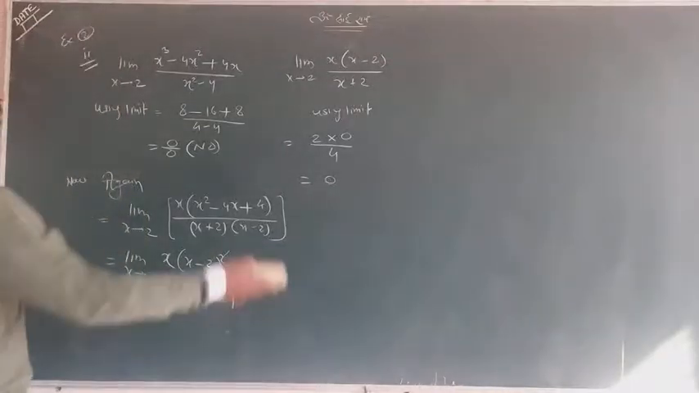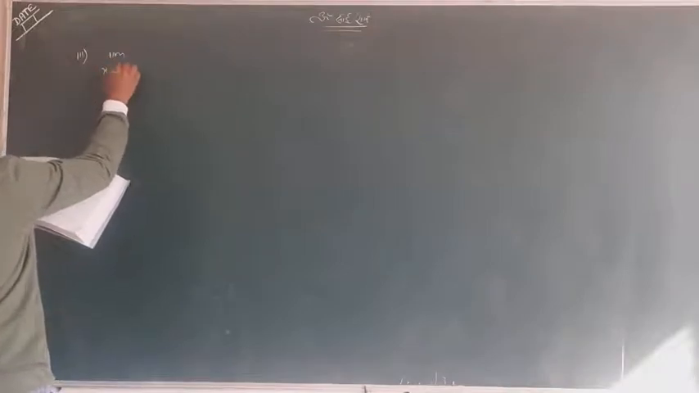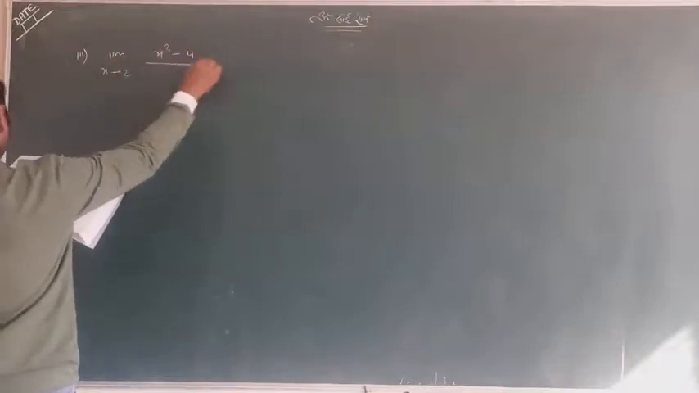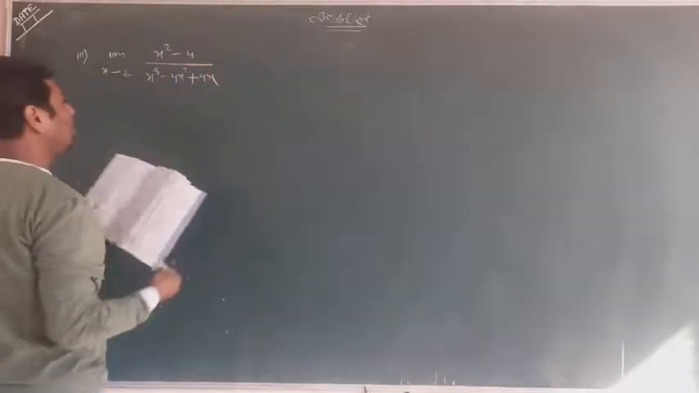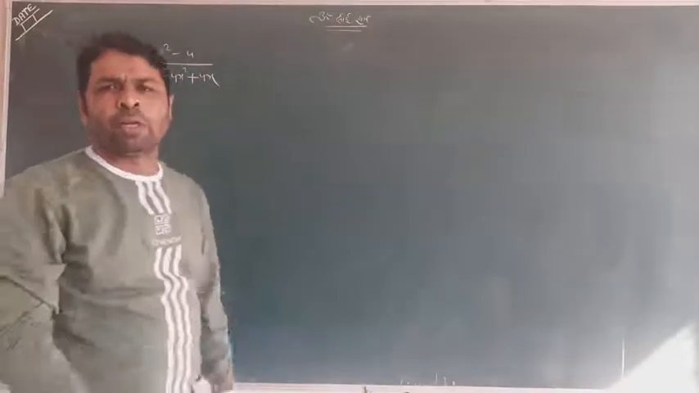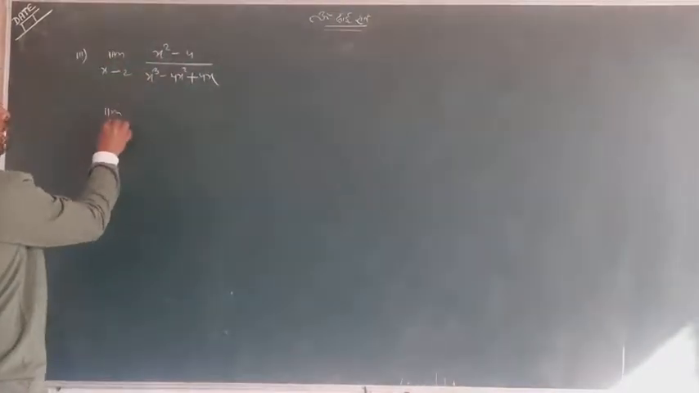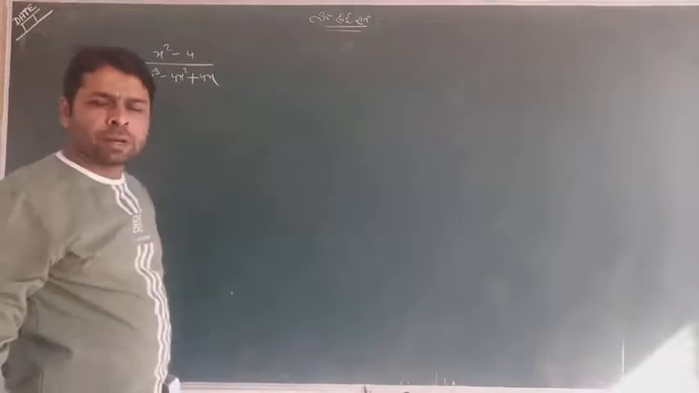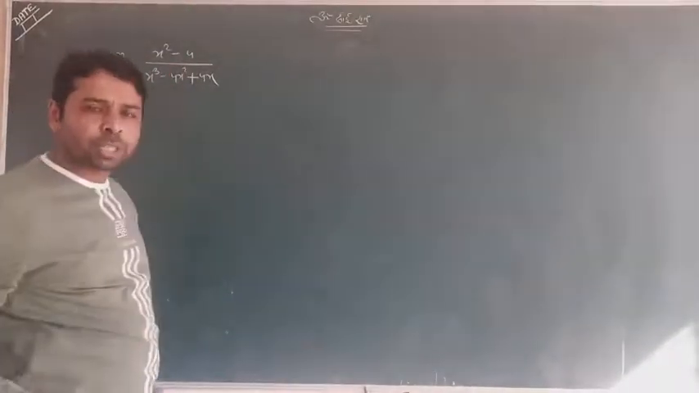Now let me take one more question. From the examples, I am taking this third one. Limit x tends to 2, x square minus 4 upon x cube minus 4x square plus 4x. This is actually an unfortunate question, but it is very similar to the last question. In the last question, it was in the denominator, this time it is actually the numerator, the opposite.